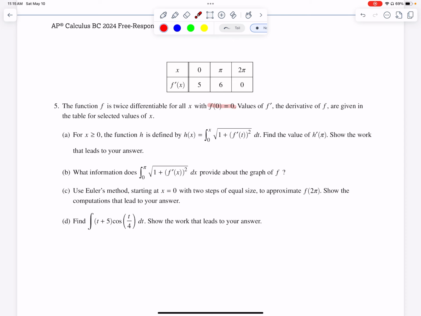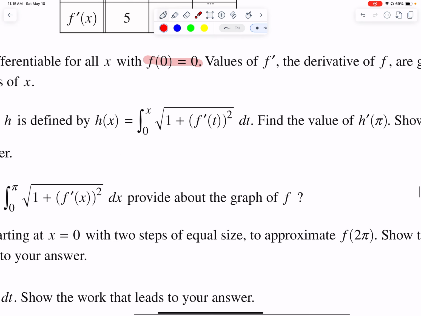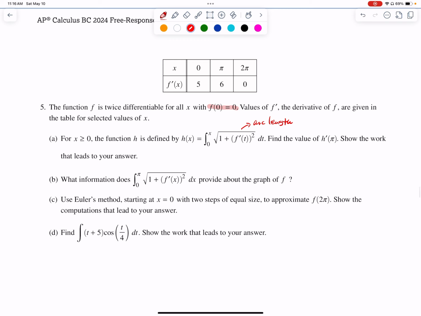For part A, for x greater than or equal to 0, the function h is defined by h of x is equal to the definite integral from 0 to x of square root of 1 plus, this looks familiar, f prime of t squared dt. Find the value of h prime of pi and show the work that leads to your answer. So this obviously, in case it's not obvious, is arc length. Not that it's asking us what the answer means, but that's essentially what it is.